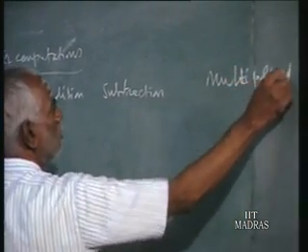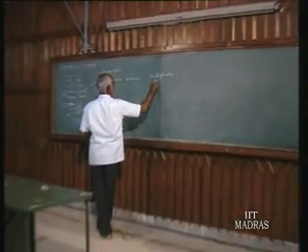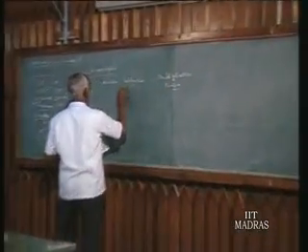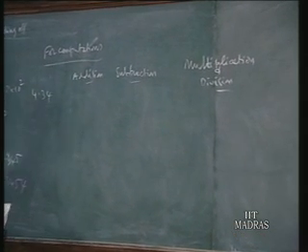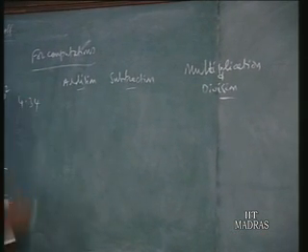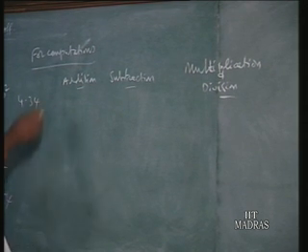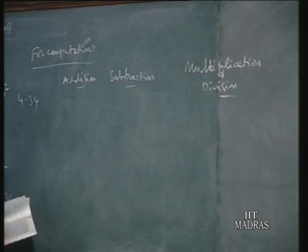Multiplication and division, there is only one rule for both of them. These are the three basic mathematical functions we have, addition, subtraction, multiplication and division. And what is the rule for rounding off for computations?